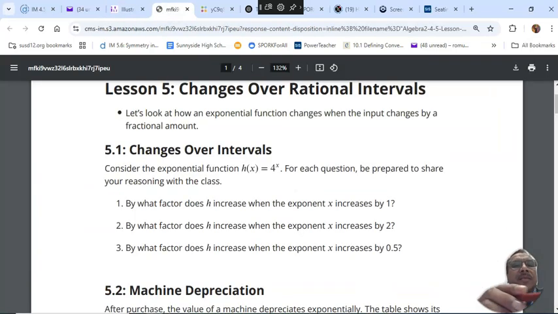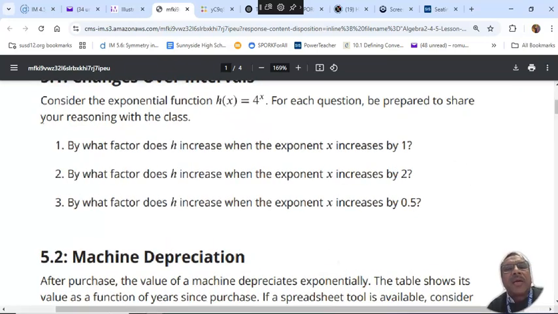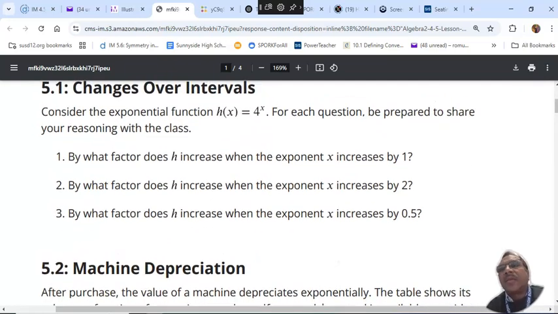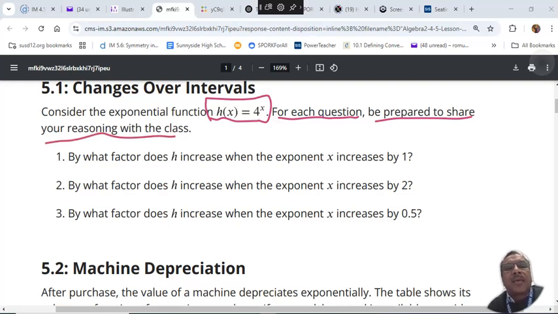So the first one is, here it is. First activity is 5.1. Consider, so they gave you the function h(x), here it is. Clearly, can you see this part? Can you underline it, put a box around it? So h(x) is given to you as 4 raised to the power x. For each question, be prepared to share your reasoning with the class.